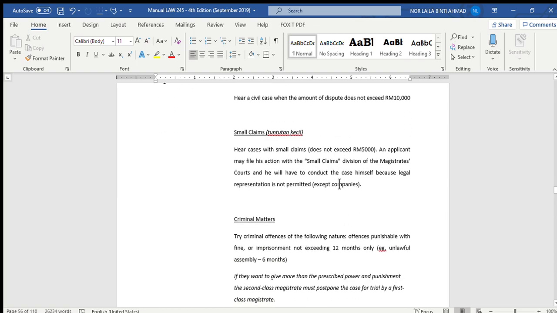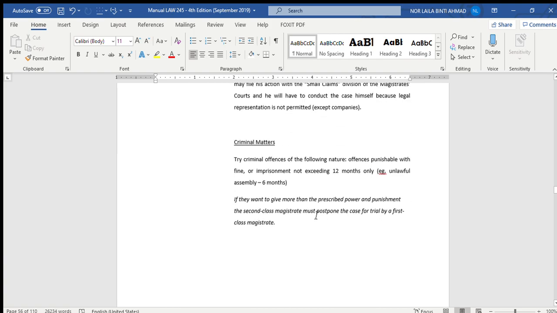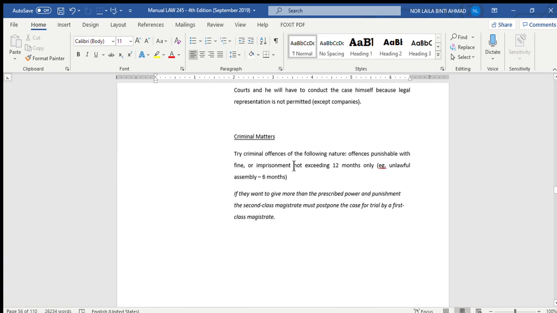For example, let's say there is a breach of an electronic transaction, an e-commerce transaction, by the seller. For example, you order goods on Shopee, but the seller delivers the wrong goods, and the price of the goods must not exceed 5,000 ringgit. So if you would like to bring the dispute, you need to file a small claim, but you cannot appoint any lawyer.